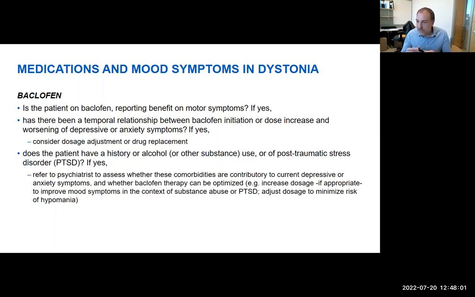mood or anxiety symptoms in the context of substance abuse or post-traumatic stress disorder. So if a patient has a history of alcohol or other substance abuse or of post-traumatic stress disorder, it might be useful to refer this dystonia patient to a psychiatrist to assess whether these comorbidities are contributory to current depressive or anxiety symptoms, and even if baclofen therapy can be considered or optimized in these patients.